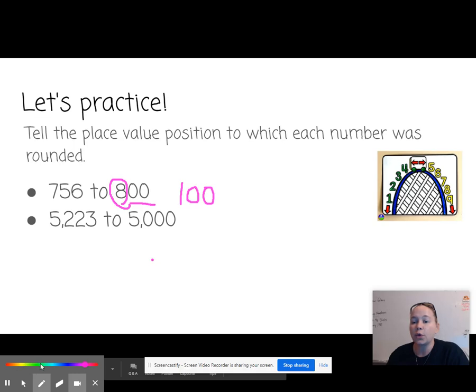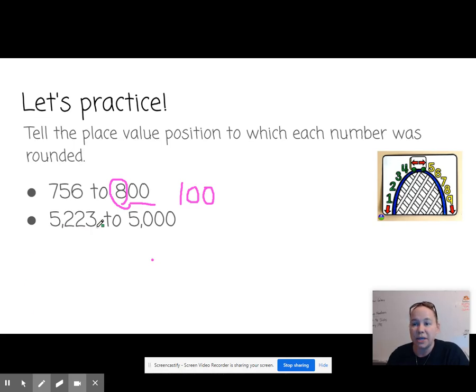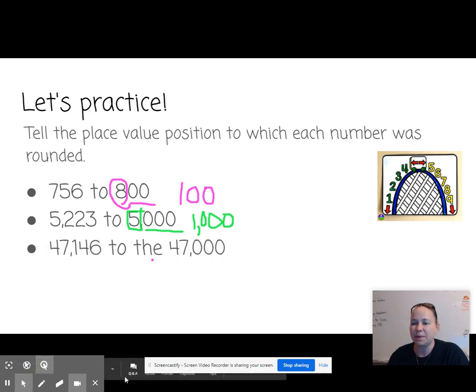How about this next one? Let's go with green. 5,223 to the nearest 5,000. Well, these are all zeros. This one is not. So we must have rounded to the ones, tens, hundreds, 1,000. So we rounded to the thousands place. This is hard to write with this. I'll get better at it. How about this one? Let's do this one in red.